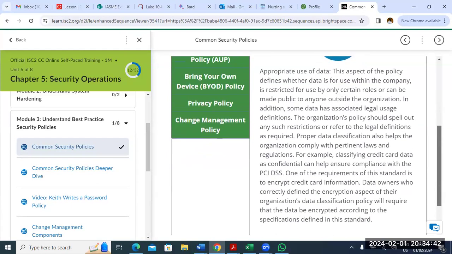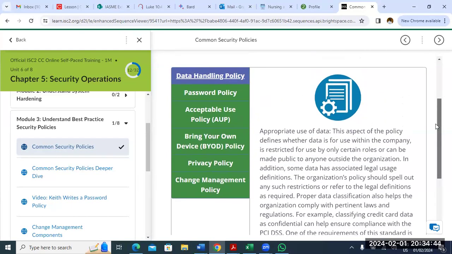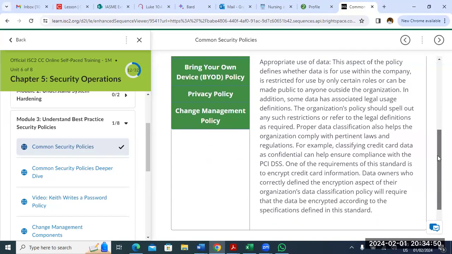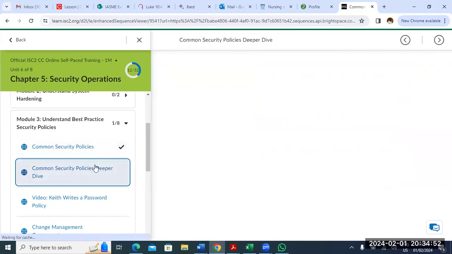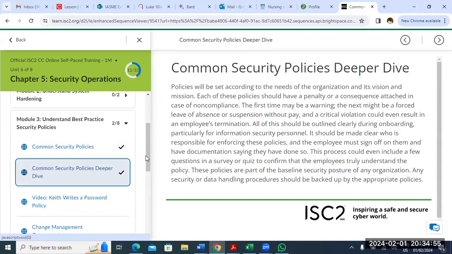There are standards you can reference. And when you're also developing your SOP, standard operating procedure, you can make use of all these things to itemize and break it down in a way that users will be able to follow and use it. Policy will be set according to the needs of the organization and its vision. So it goes in line with the corporate goals.